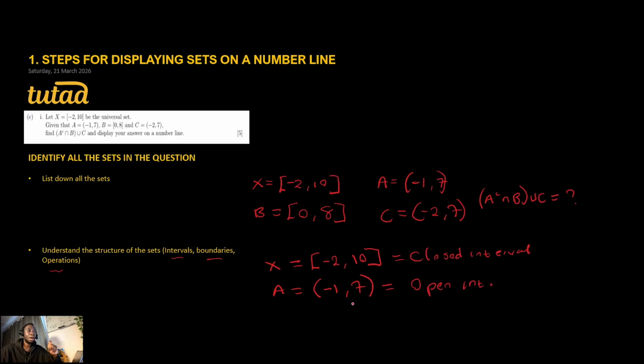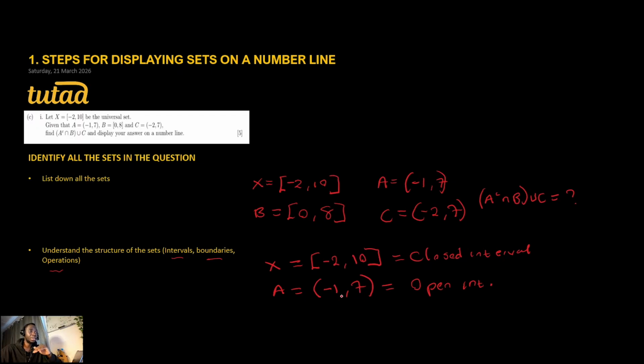It means that both boundaries of the set, the lower boundary and the upper boundary, are not part of the set, are not included in the set. So both -1 and 7 are not included in set A. However, the elements between -1 and 7 are part of the set. So that means that 0, 1, 2, 3, 4, 5, 6 are part of set A, but -1 and 7 are not part of the set.